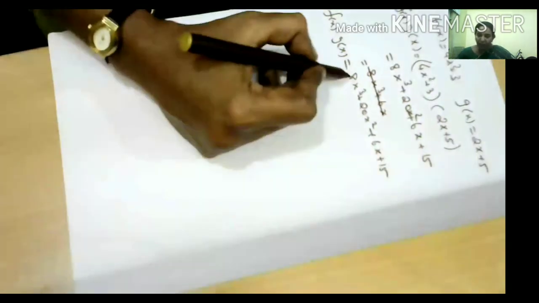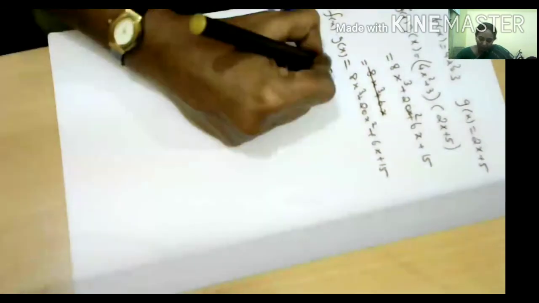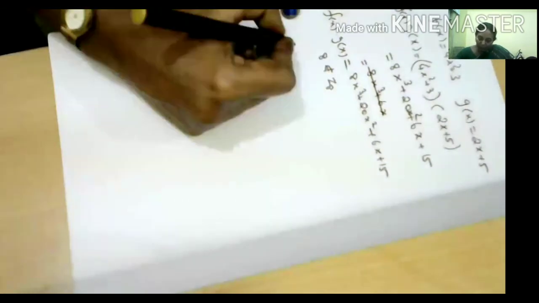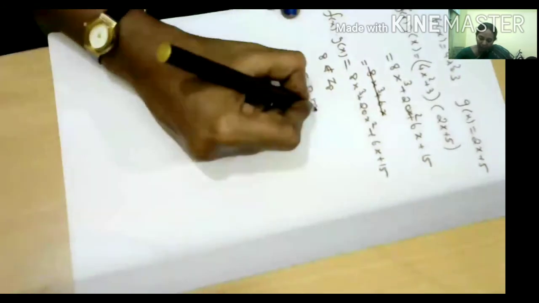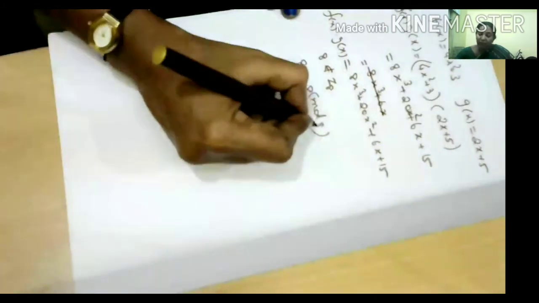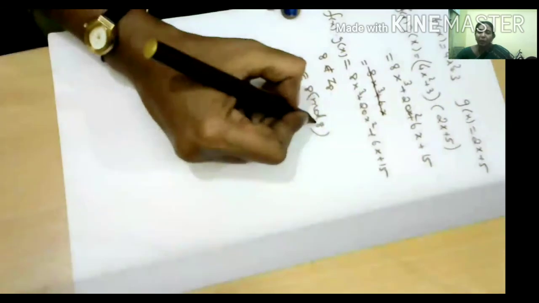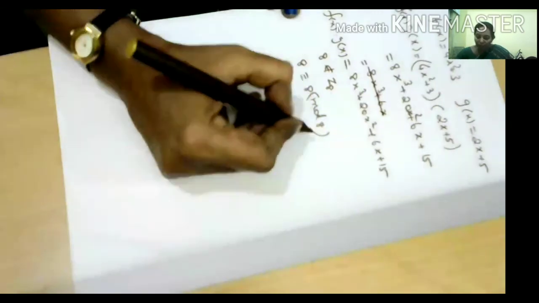So before that, just to check each term: does each term belong to Z8 or not? The first term, x cube coefficient, is 8. So 8 does not belong to set 8. Therefore 8 is congruent to 0 mod 8. So we are writing it is from Z8, set 8, therefore we are writing here mod 8.